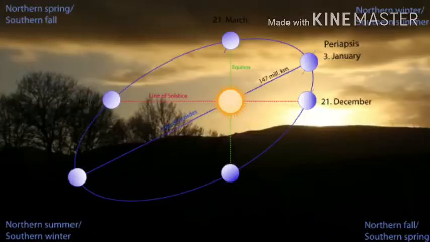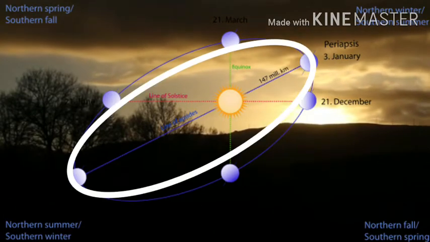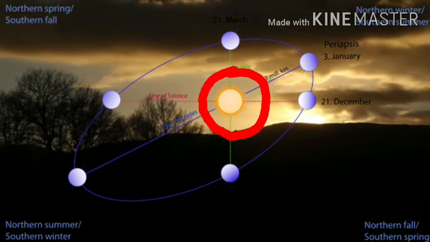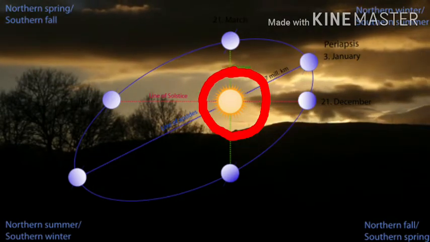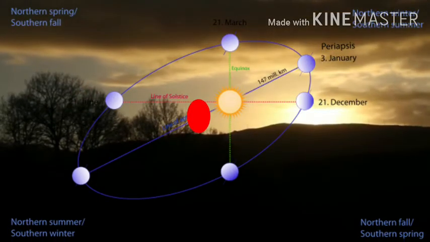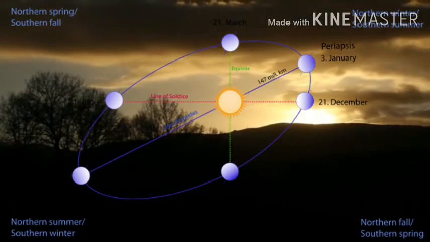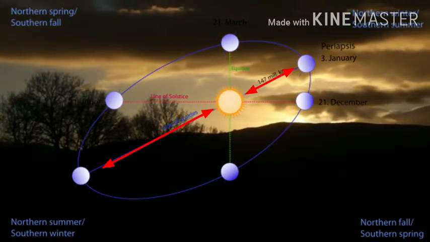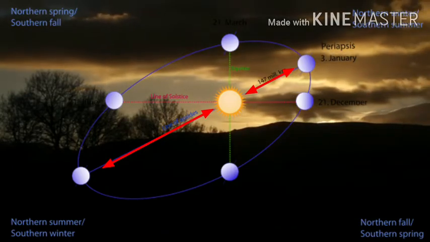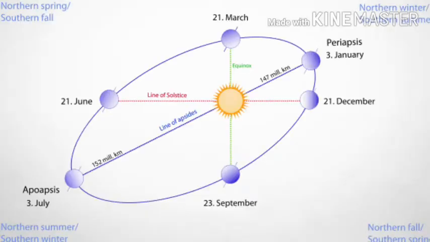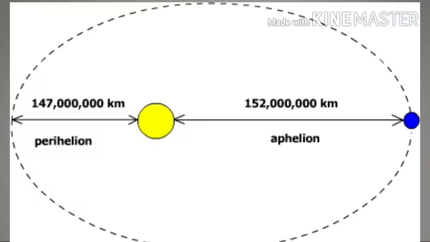As you know, the orbit of our Earth is elliptical and the Sun is not situated at the center of Earth's orbit. That's why the distance between the Earth and the Sun is not uniform throughout the year. Sometimes the distance between the Earth and the Sun is minimum, and sometimes the distance is maximum.